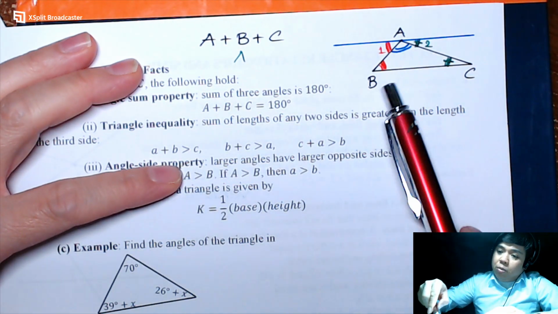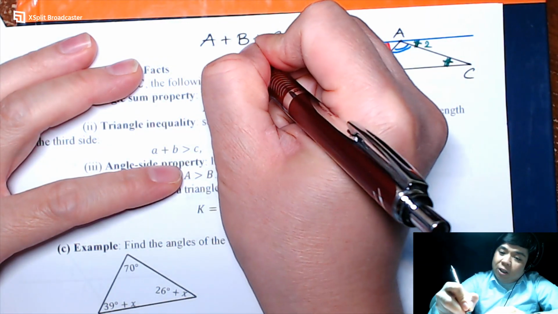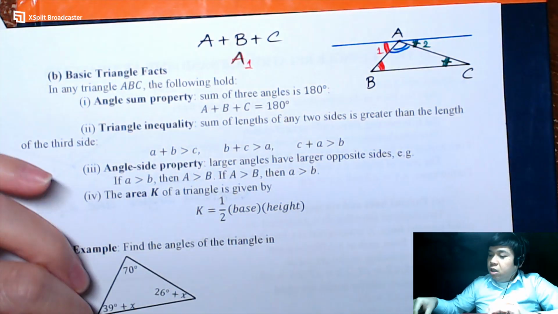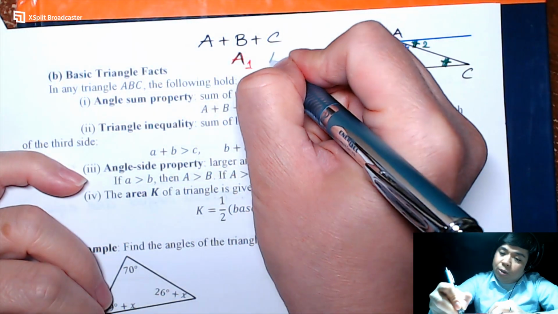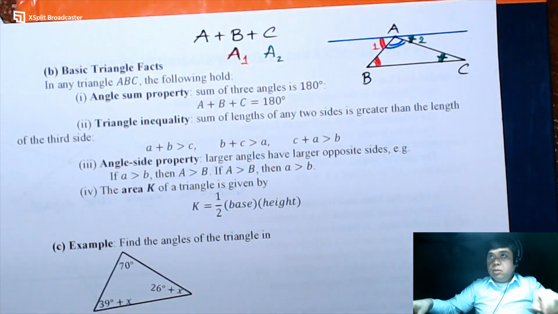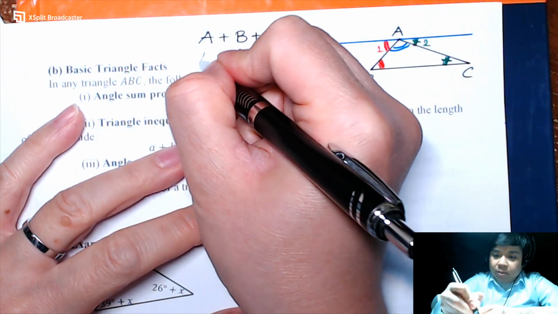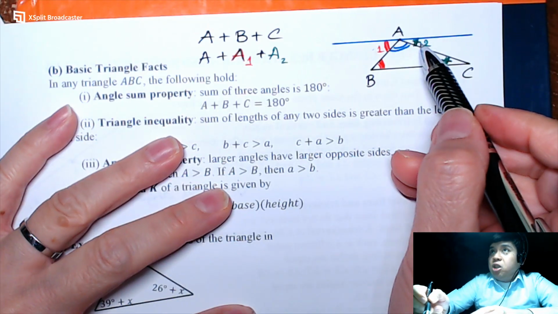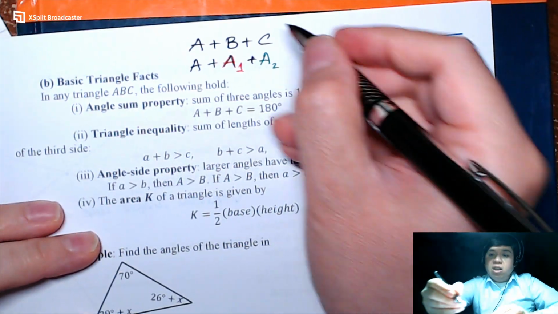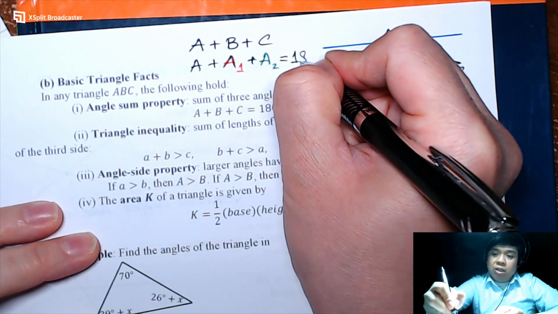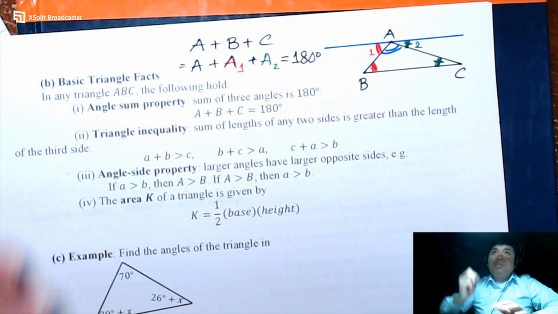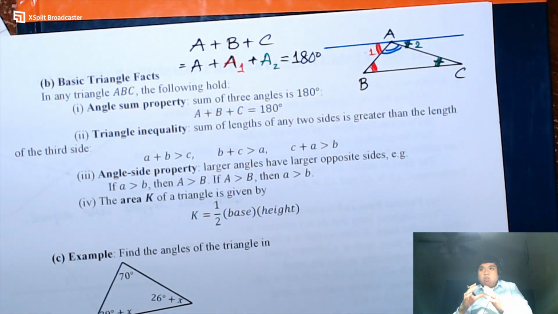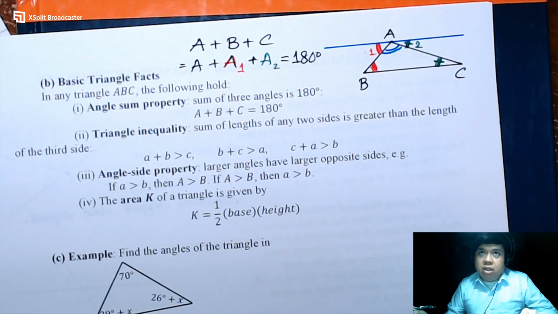So angle B is equal to A1. Angle C is equal to angle A2. And when we add them, A1, A, and A2 all together form a straight line, therefore it is equal to 180 degrees. So that is the proof. All angles inside a triangle add up to 180 degrees.